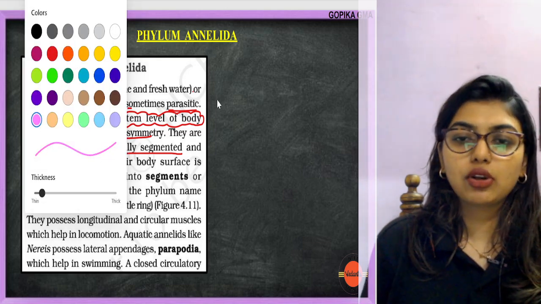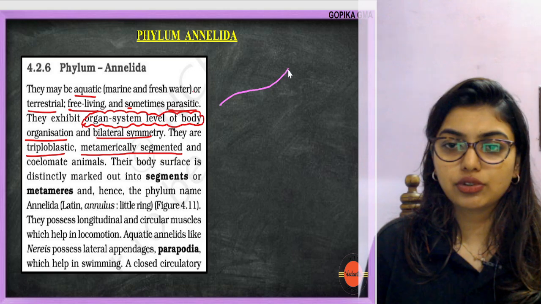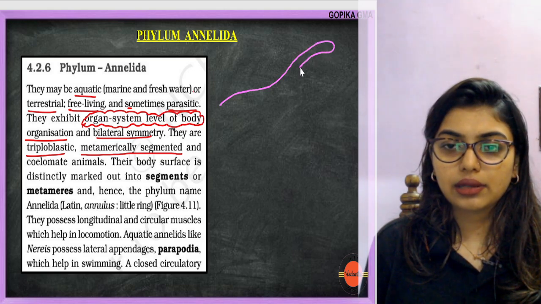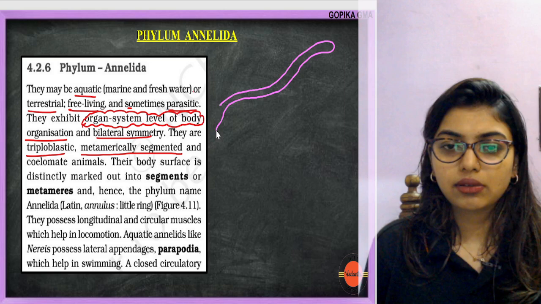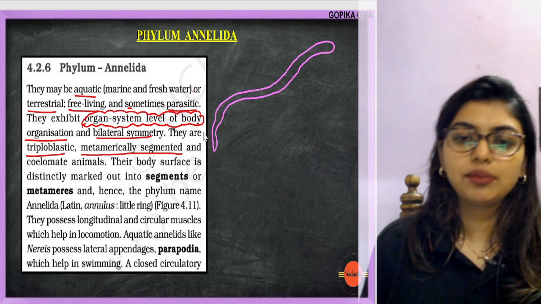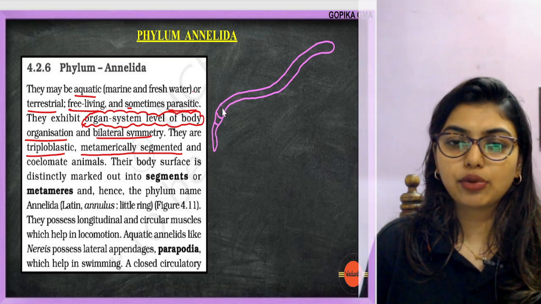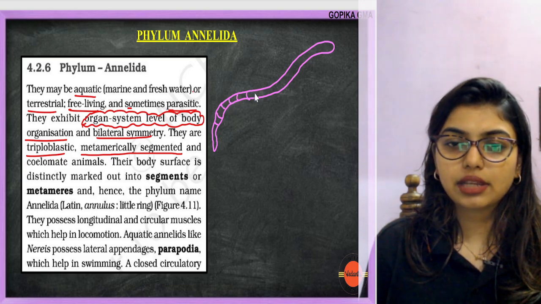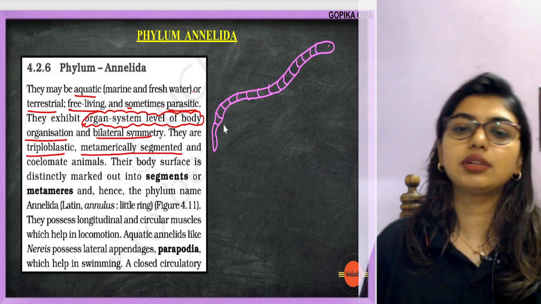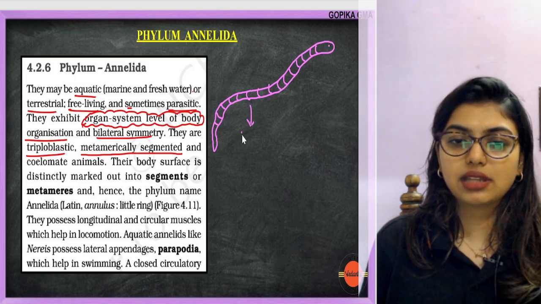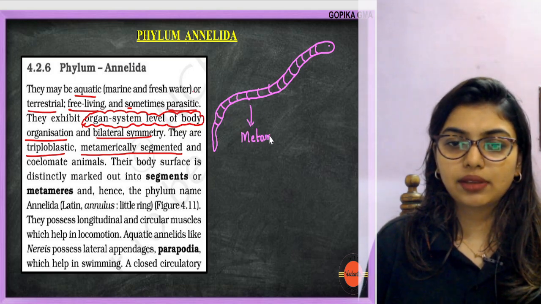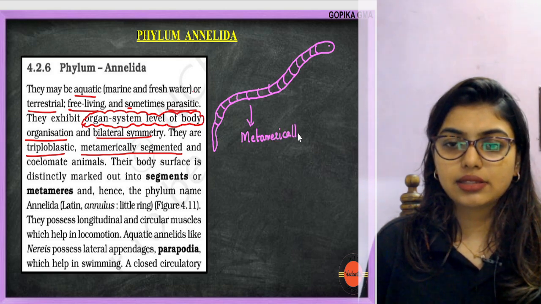Why, I'll tell you. If you have all seen an earthworm, I'm going to draw an earthworm. Look at this, this is an earthworm. If you have seen an earthworm, you start seeing proper segmentation, right? Like this, segmentation you will see throughout the earthworm. Why do you see that? That is because they are segmented animals. These segments are called metameric segments. Metamerically segmented means that internal structures also might be segmented.